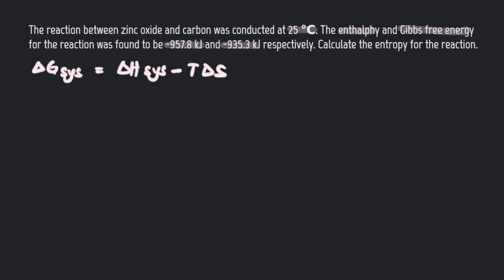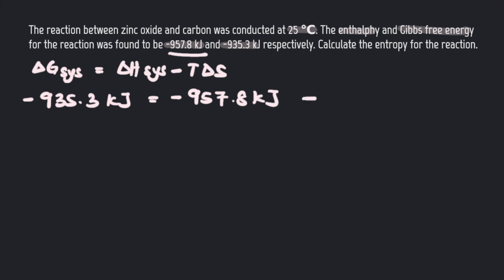For instance, the delta G is negative 935.3 kilojoule, which is equivalent to your enthalpy, which is negative 957.8 kilojoule, minus the temperature, which is 25 degrees Celsius, but you need to convert this into Kelvin, 273 plus 25, and then you will have your delta S. Okay, so from here, what we need to do is make this bracket over here, so you can calculate your delta S.